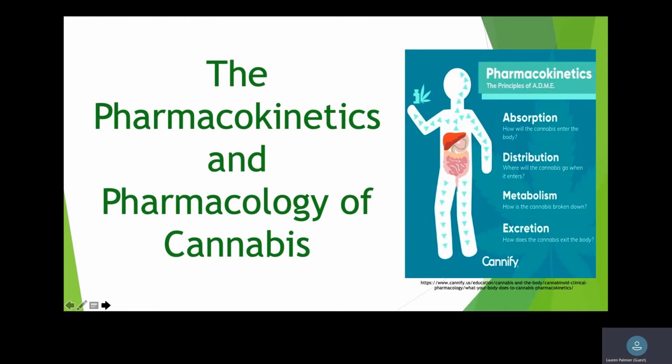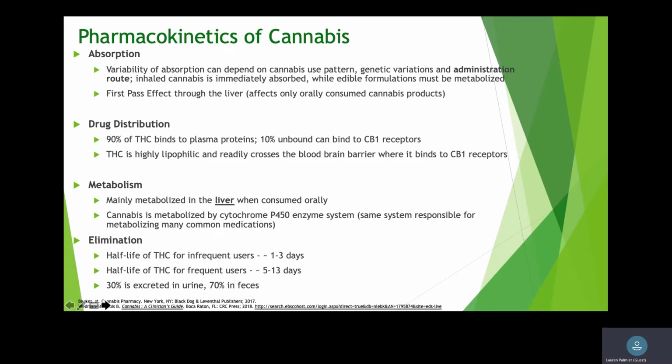So next, we're going to talk a little bit about the pharmacokinetics and pharmacology of cannabis. So ADME, focusing on absorption, distribution, metabolism, and excretion. So absorption of cannabis depends greatly on the administration route. This will be discussed in further slides, but just know that the amount of cannabinoids absorbed depends on if the cannabis is smoked, orally ingested, etc. There are many, many application routes for cannabis, and that will affect its absorption.